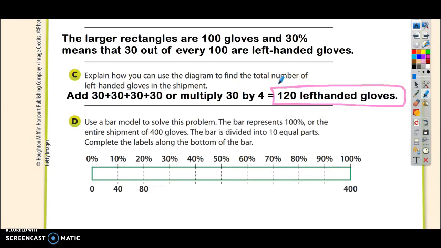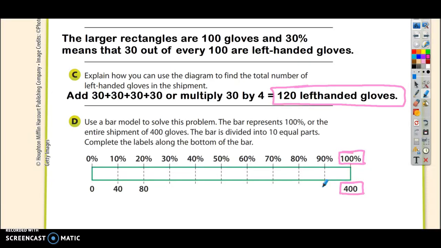All right, question D. Use a bar model to solve this problem. The bar represents 100% or the entire shipment of baseball gloves. The bar is divided into 10 equal parts. Complete the labels along the bottom of the bar. So way over here it shows you 100%. That's the whole shipment, and that would be 400 gloves.